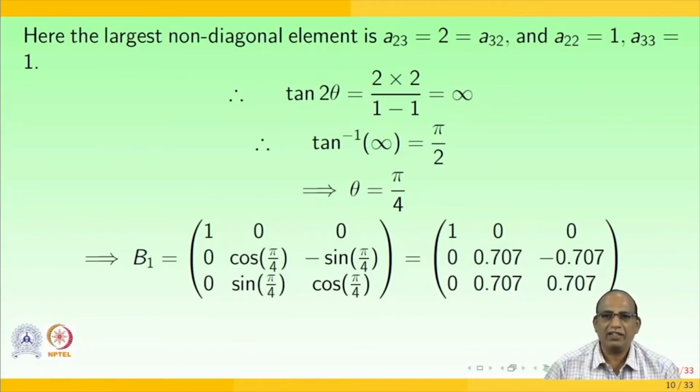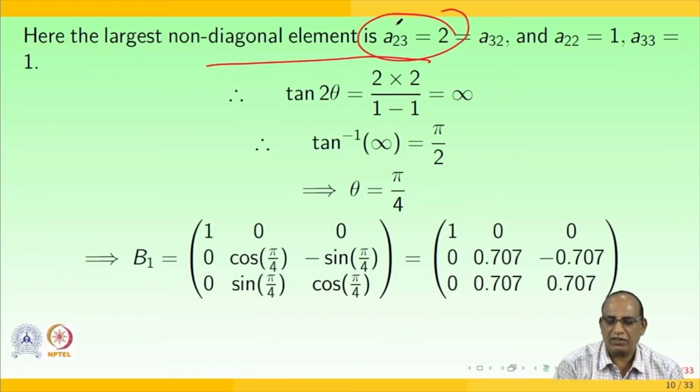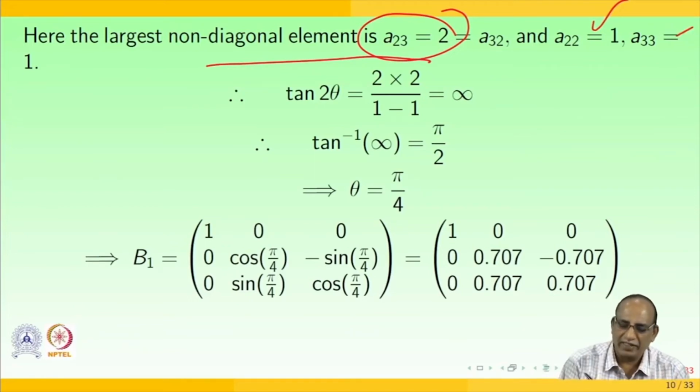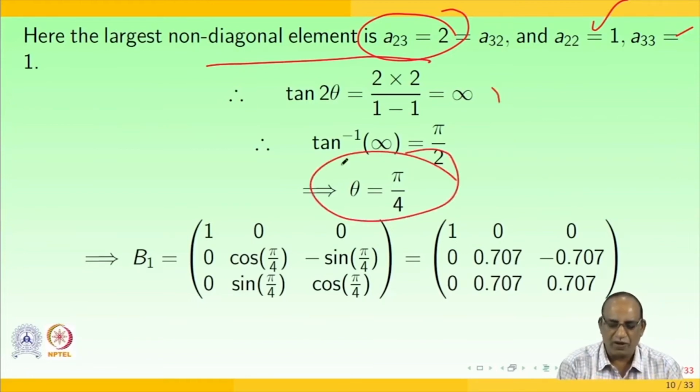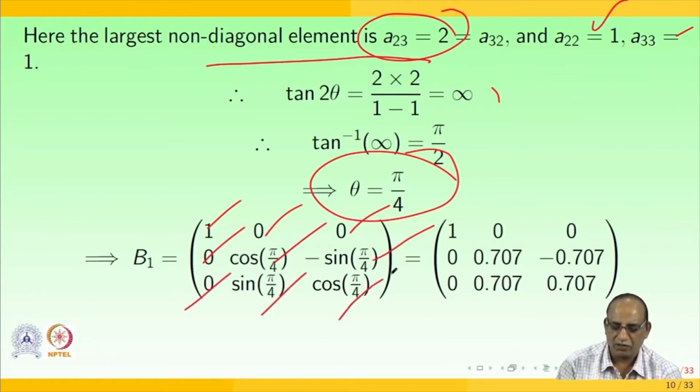Here you see again the largest non-diagonal element is A23, which is 2, and A22 is 1 and A33 is the new element. So theta is equal to pi by 4 again here. So you will have B1, therefore you will have 1, 0, 0, 0, cos pi by 4, minus sin pi by 4, 0, sin pi by 4, cos pi by 4.